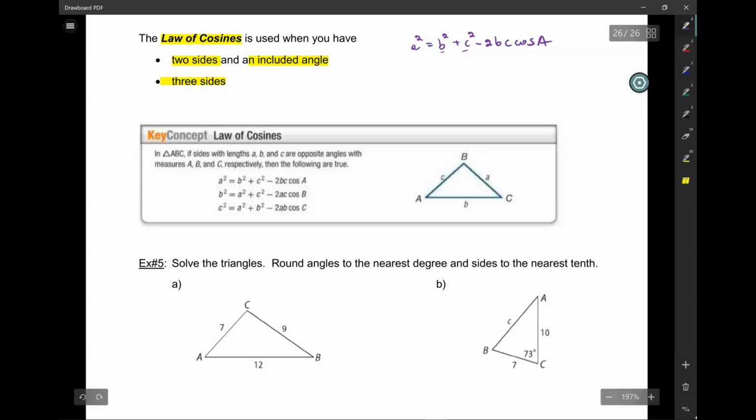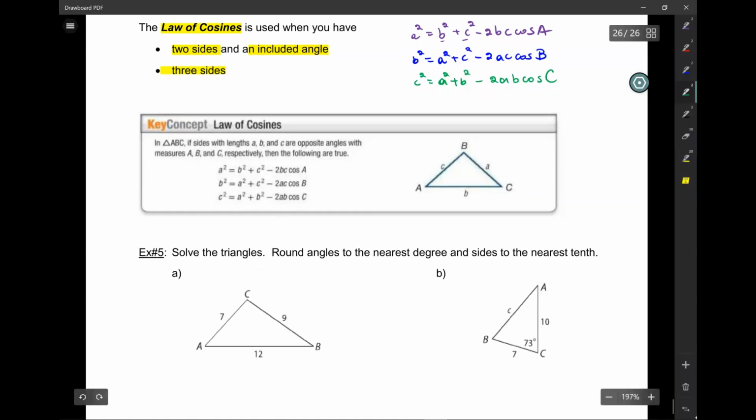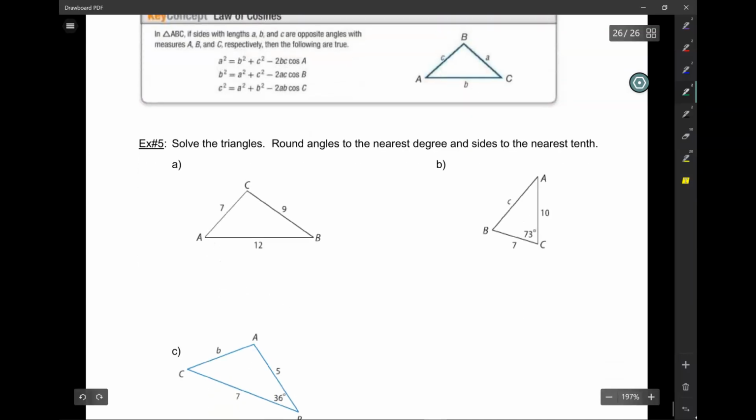So let's do the other version. Suppose you do b squared. Now it's going to be what plus what? a squared plus c squared minus 2 of the same letters, ac, cosine of what? B. And if you did c squared, same thing, a squared plus b squared minus 2ab cosine C. So do you see the pattern?